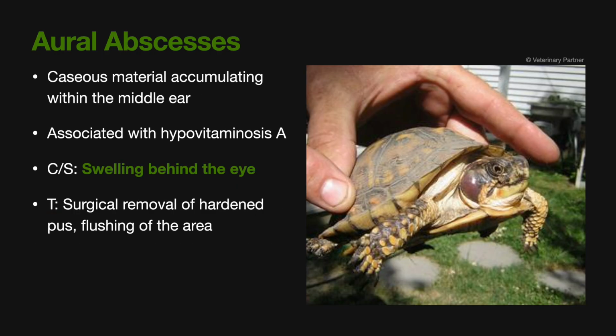Aural abscesses are caseous material that can accumulate within the middle ear. It is usually associated with hypovitaminosis A, so investigating the animal's diet is prudent in these cases. Clinically, we see aural abscesses as large swellings behind the eye. Treatment requires surgical removal of the hardened pus and flushing of the area.